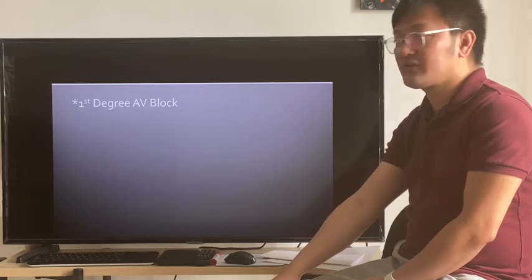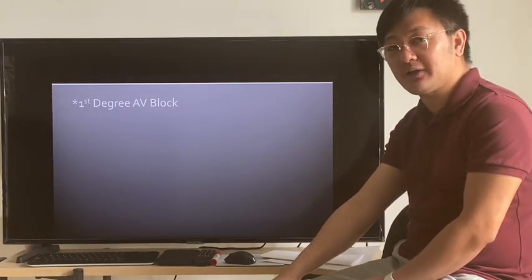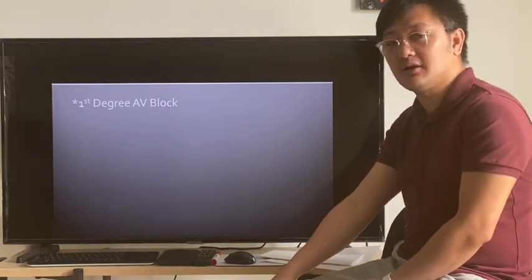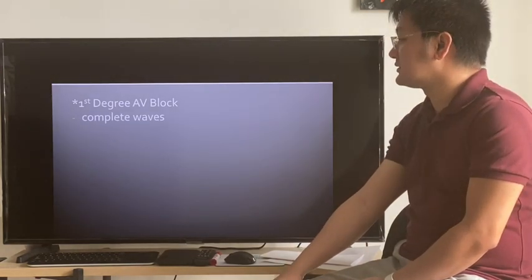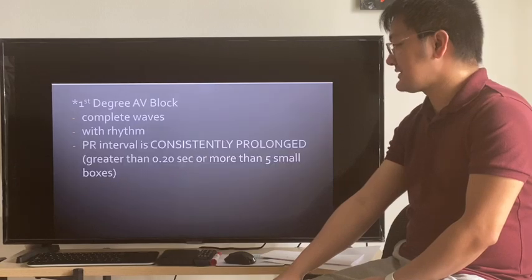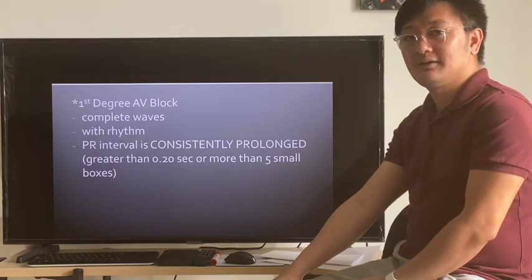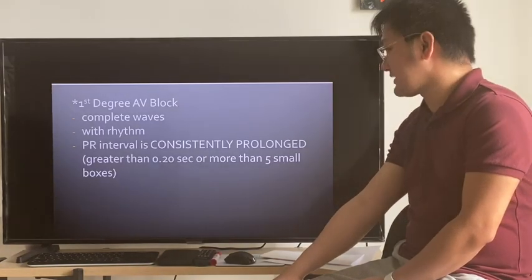Okay, for first degree AV block, I said the waves are complete and the rhythm is usually regular. It's just that the PR interval is what? Consistently prolonged. Consistently prolonged, that's greater than five small boxes.